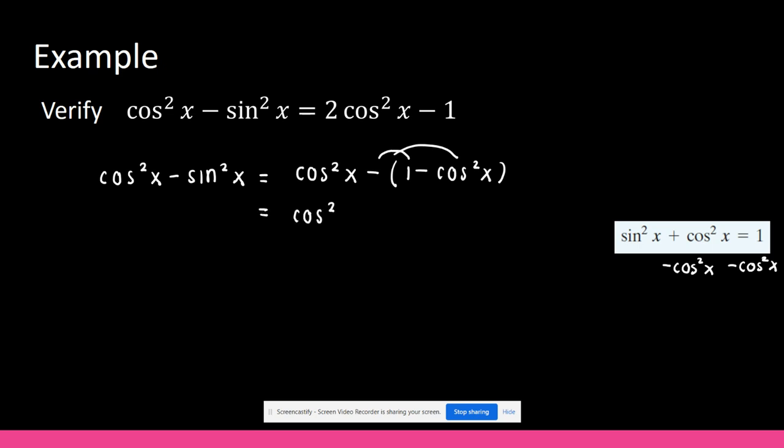I'm going to distribute the negative to get rid of the parentheses. We'll have our cosine squared of x. Now we have minus 1 plus cosine squared of x. We have several like terms. Cosine squared plus cosine squared gives us 2 cosine squared. So notice that by replacing sine squared with 1 minus cosine squared, we were able to manipulate the left side to turn into the right side of 2 times the cosine squared of x minus 1.